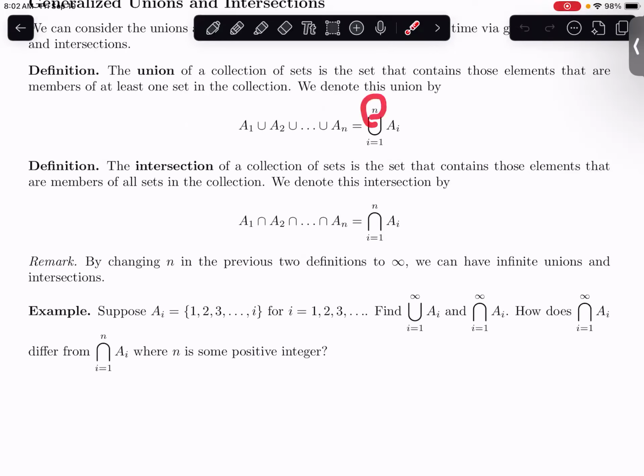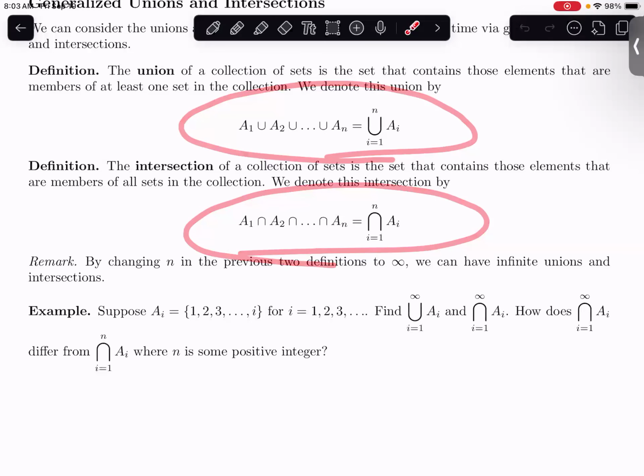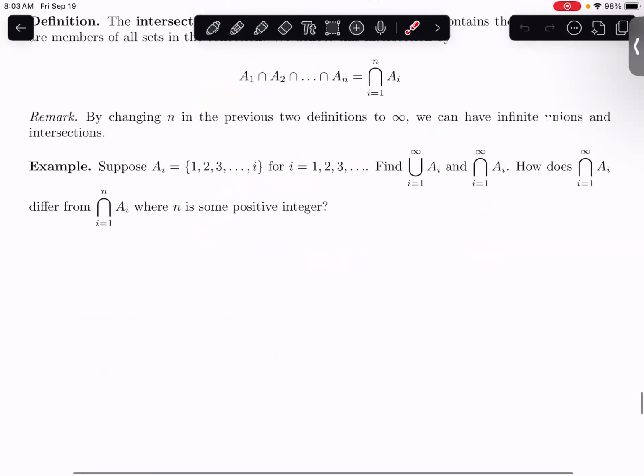But you don't need to stop at a finite intersection or a finite union. If you change the n to infinity, you can take the union or intersection of infinitely many sets. You can index these sets by the integers or the natural numbers or something like that. So you can have an infinite union or an infinite intersection. So I just wanted to go through one example here, and then I wanted to go through a quiz problem from last week.